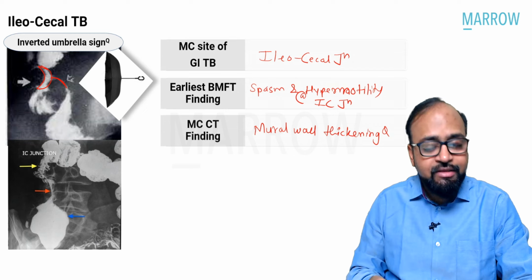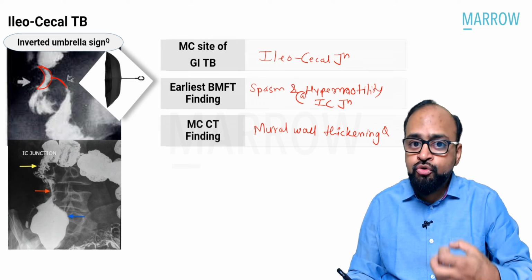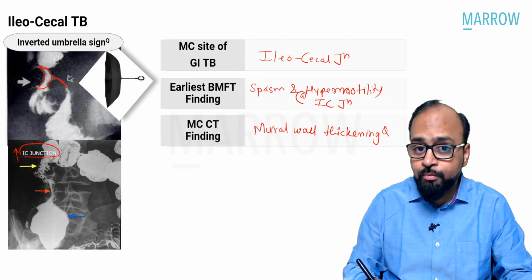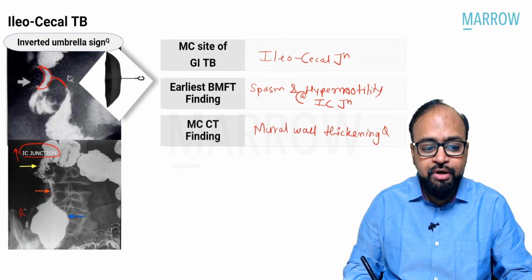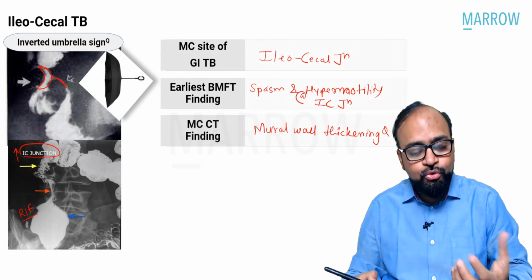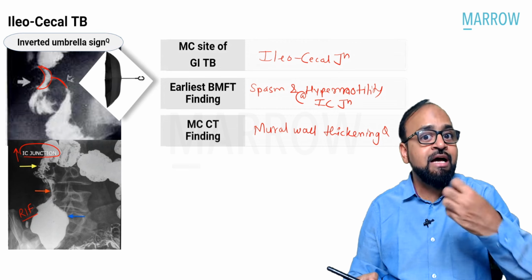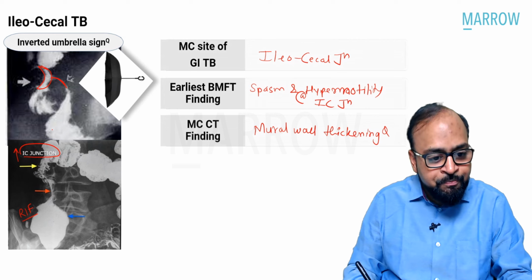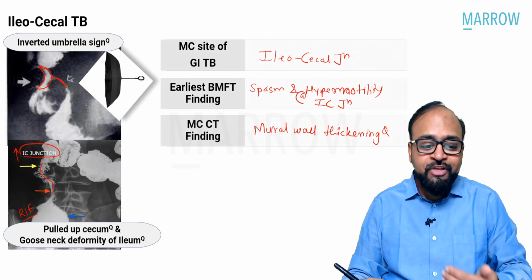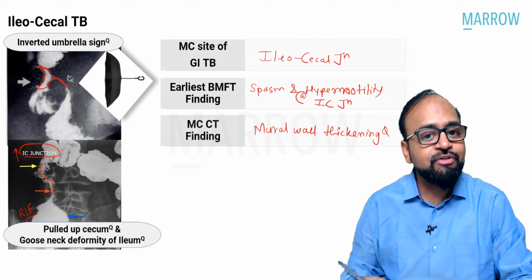Now, another sign in ileocecal TB: because of the inflammation and fibrosis, the mesocolon contracts. As a result, the ileocecal junction is pulled up. Normally, the ileocecal junction should be low down in the right iliac fossa, isn't it? But because of the fibrosis along the mesocolon, it is pulled up. So this is called pulled up cecum. The cecum lies high up, not in the right iliac fossa, and as a result, the terminal ileum hangs down from it. This is the pulled up cecum and the goose neck deformity of the ileum. So the inverted umbrella sign is what was there in your question.